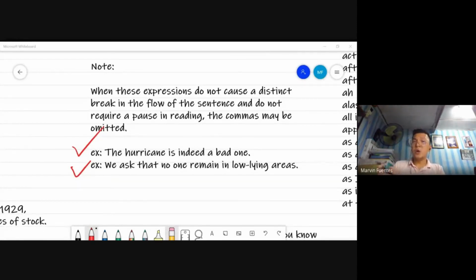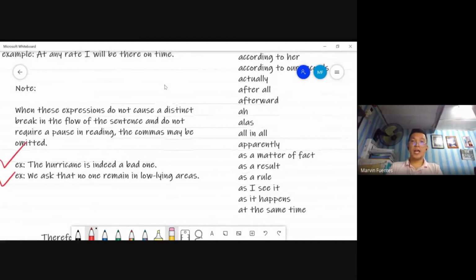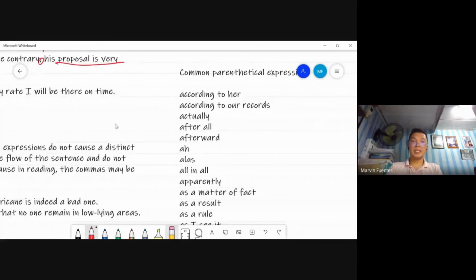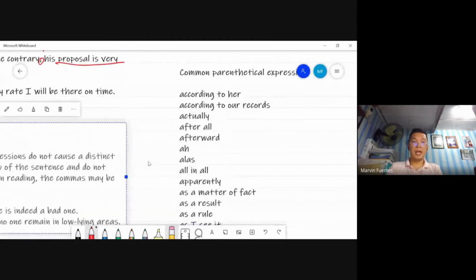Bakit? Yung laylayan yan eh. Sinasabi niya na dapat walang maiiwan. Okay, ayun yung ibig sabihin niya. Kaya, you don't have to put a comma, no, on that specific therefore or indeed because it gives emphasis. Okay? Is that clear? Alright? So again, you have to memorize the parenthetical expressions.